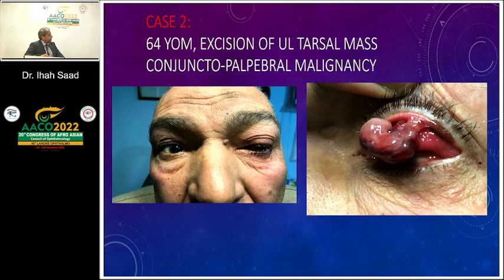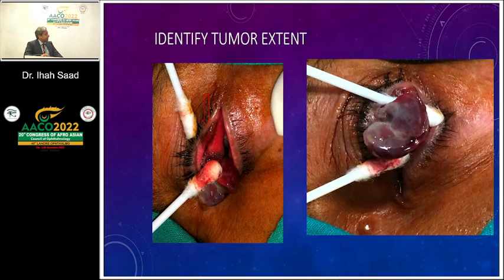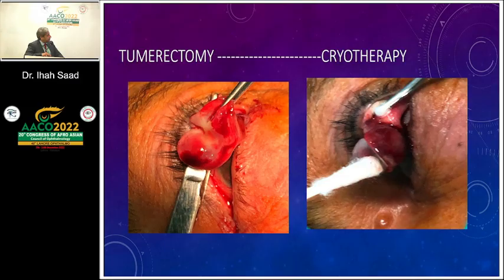So now comes another patient, 64. He had previously an excision of an upper lid tarsal mass, and it was a conjunctival palpebral malignancy. And beneath this puffiness of the upper lid, if we rotate the lid, you can find a huge mushroom-shaped mass, some pigmentation here on the lid margin, and also on the caruncle. So we are dealing not only with a localized mass that we can do a resection on, but with a more diffuse mass that proved to be a melanoma with involvement of the lid margin here and the caruncle on the other side.